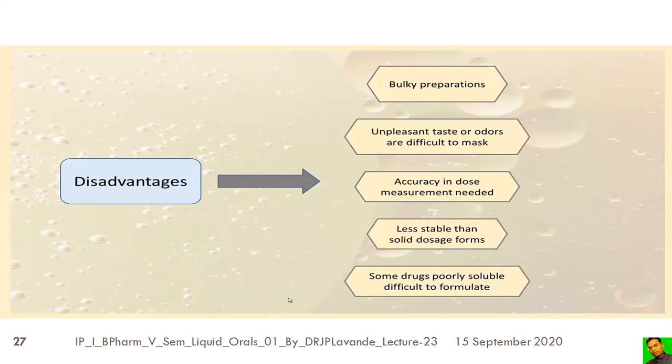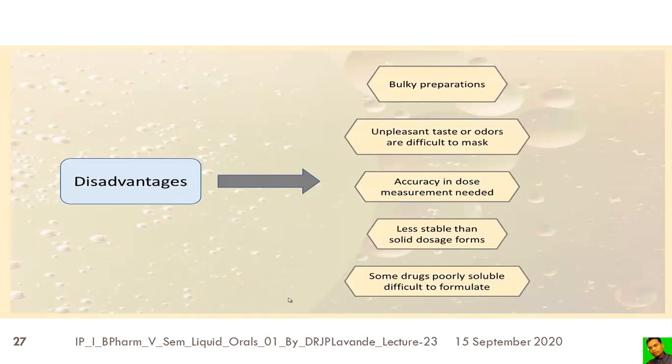So that will ultimately affect the plasma drug concentration. Either it is below the minimum effective concentration, which will not produce the effect, or sometimes if the volume is more, then it will exceed the maximum safe concentration. So it may be responsible for producing toxic effects.